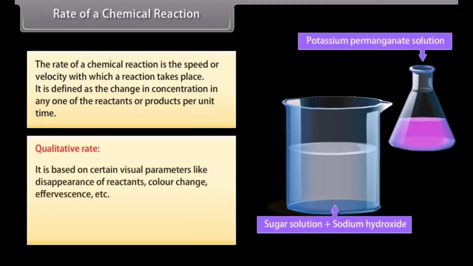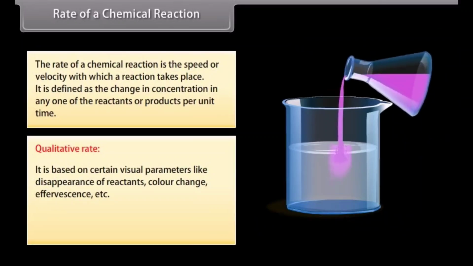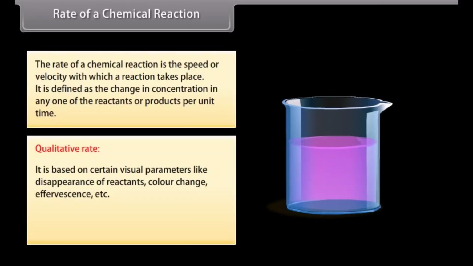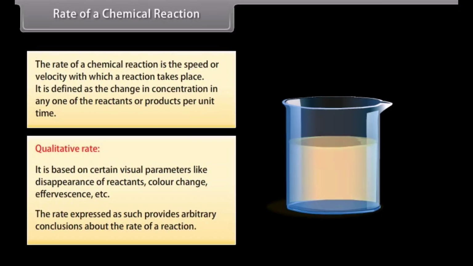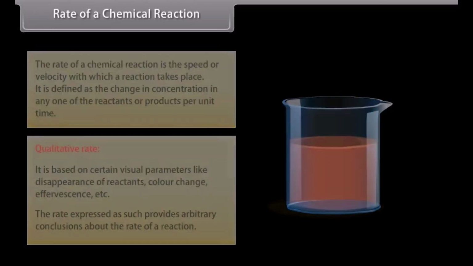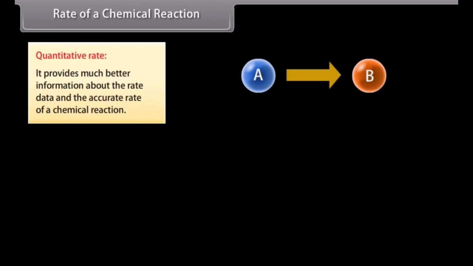Qualitative rate. It is based on certain visual parameters like disappearance of reactants, color change, effervescence, etc. The rate expressed as such provides arbitrary conclusions about the rate of a reaction. Quantitative rate. It provides much better information about the rate data and the accurate rate of a chemical reaction.